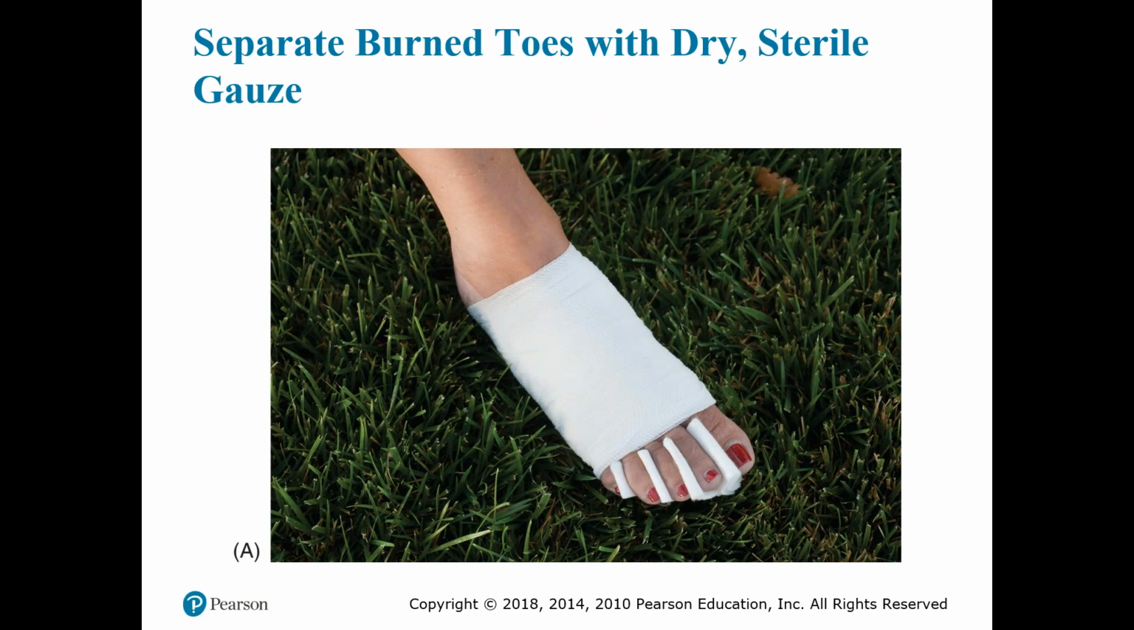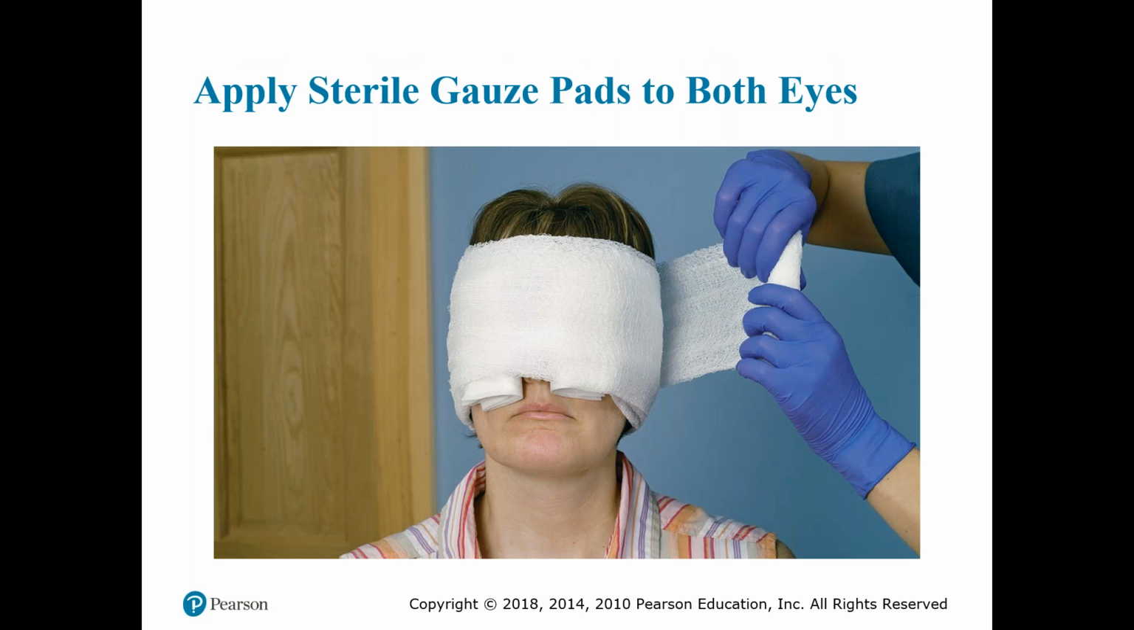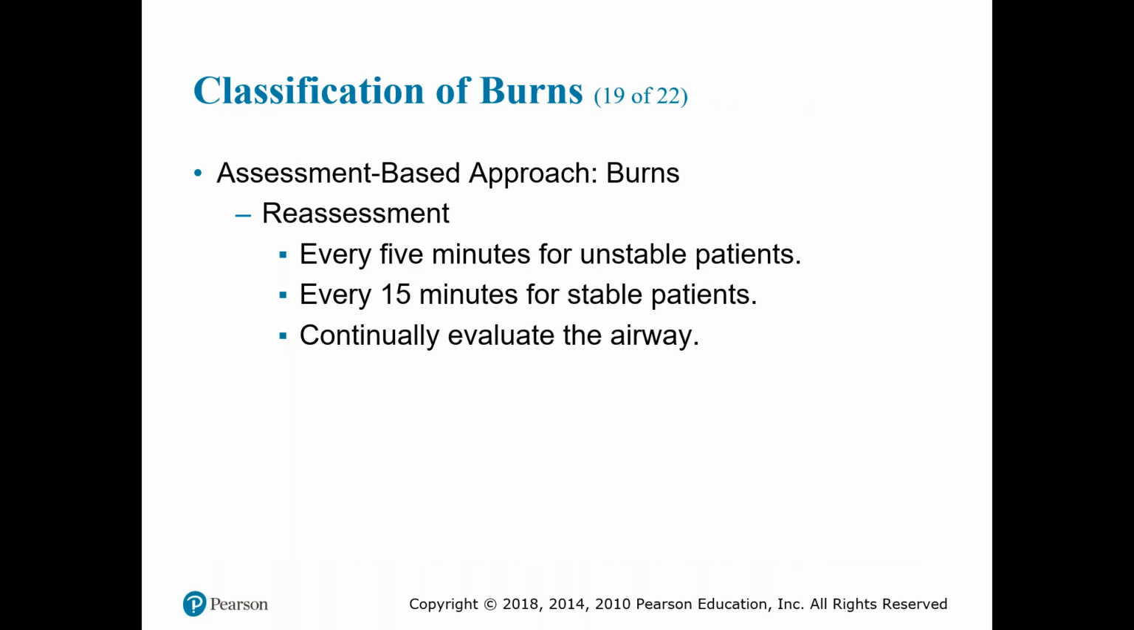There we can see a very good example of separating those digits so that they're not interacting with each other. And then burns to the eyes, covering both eyes. Any type of eye injury that we have, if we have one eye affected and one eye not affected and we have to cover up that affected eye, we always cover up the non-affected eye because our eyes always work together. Regardless if one eye is closed, our eyes will still be tracking even if one eye is covered. So it could cause more damage if we're not covering up both eyes.